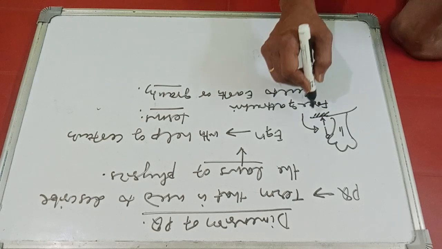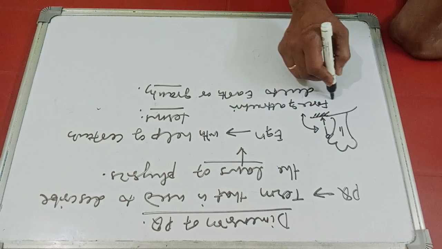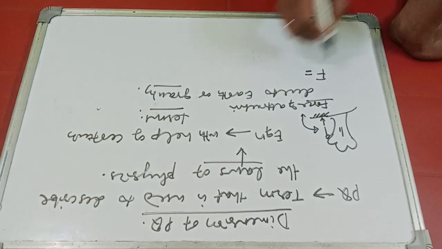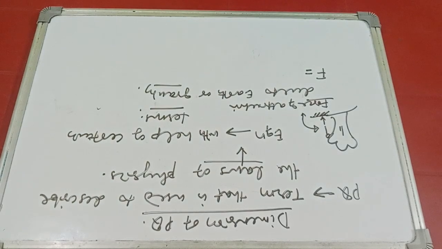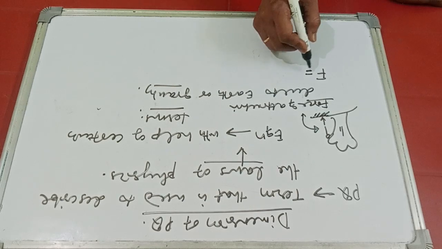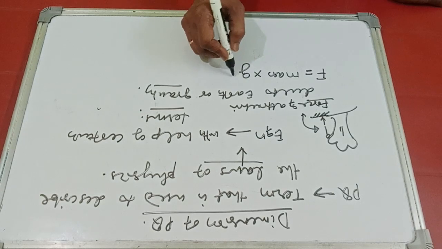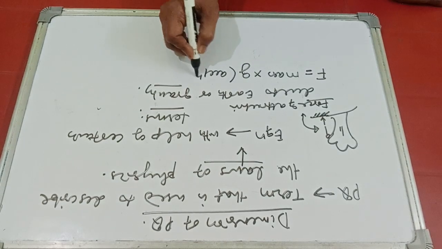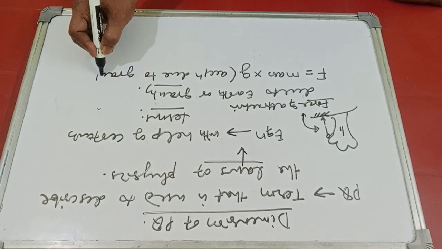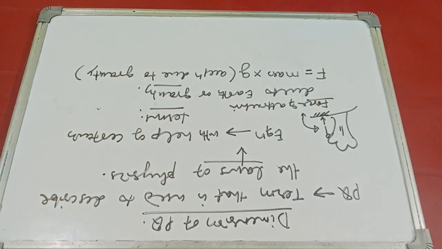Now this force is expressed in the form of one equation. Force is equal to mass times g. G is the acceleration due to gravity.